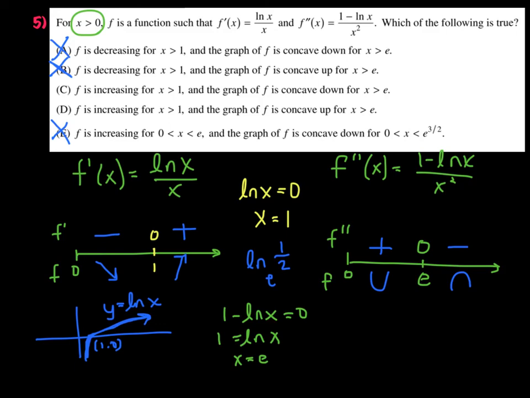And now they're talking about whether it's concave up or down when x is greater than e. So when x is greater than e over here, it was definitely concave down. And so choice C would be our answer for this question.